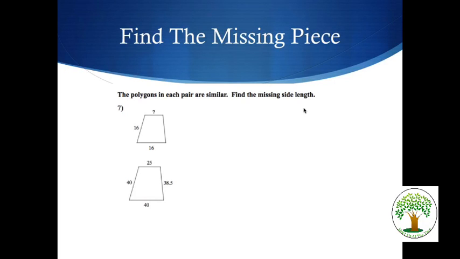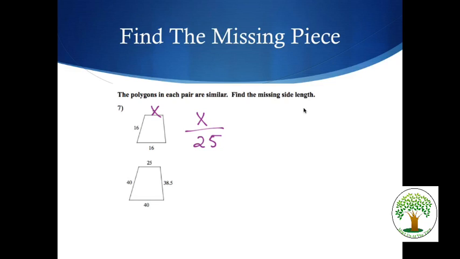The polygons in each pair are similar. Find the missing length. I'm going to call this question mark X because I like that letter. Number 7, by the way. Let's do X first. X corresponds with what on the other polygon? 25. I like to do top to bottom.